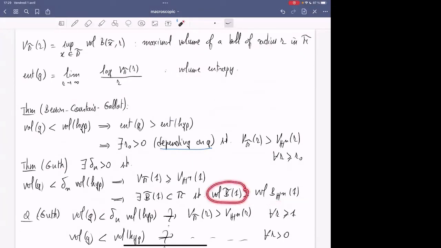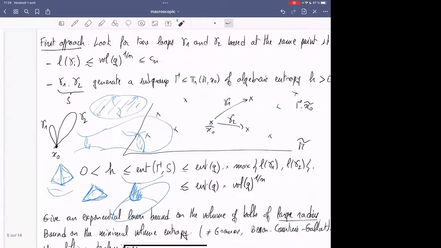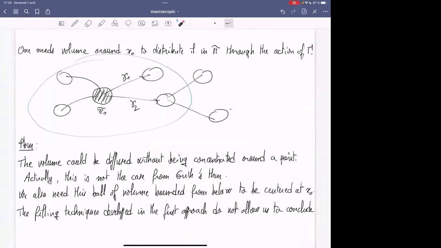This ball of volume one has some uniformly bounded volume, let's say. All right, we know that there's somewhere a ball of radius one of large volume. Okay, the volume is bounded away from zero.